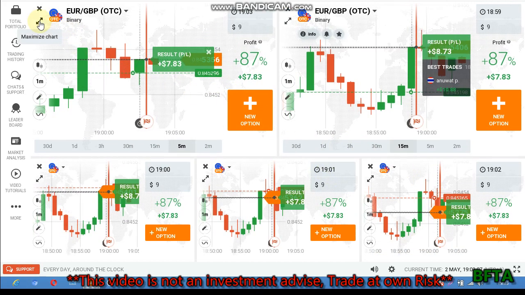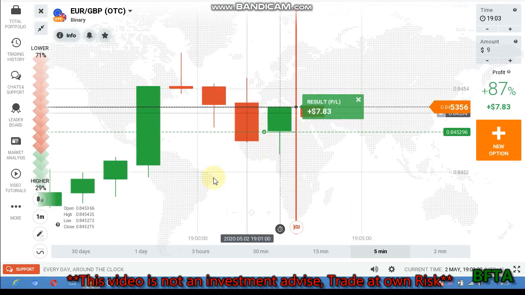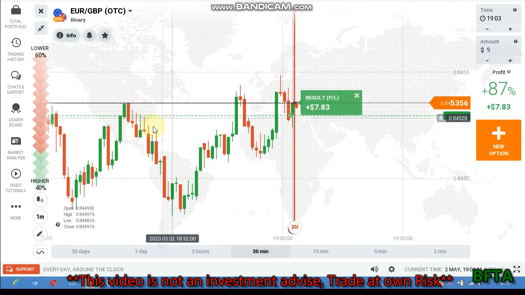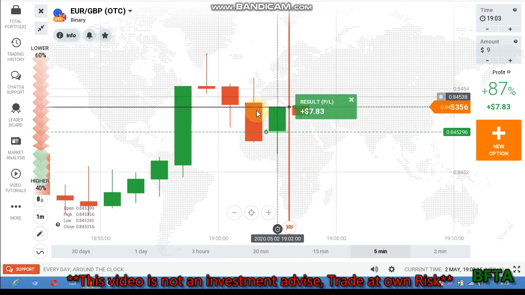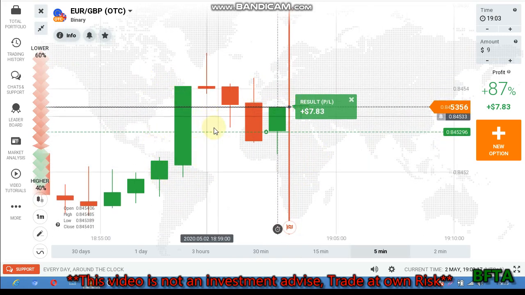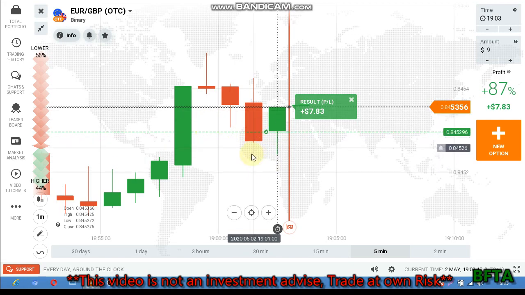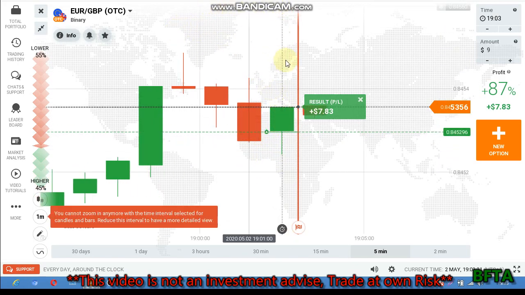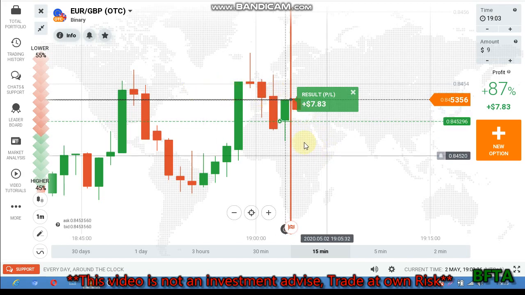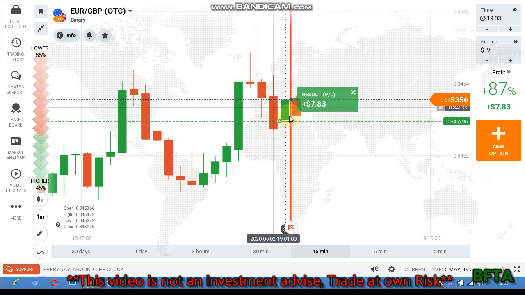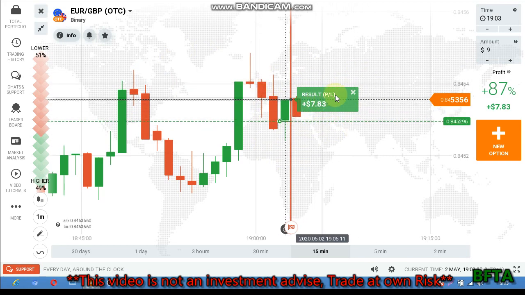So right now I have taken 5 trades on pure candlestick analysis. I didn't check levels, I didn't draw any SNR levels, I didn't draw any support and resistance levels. So I'm only analyzing the candlestick, and I took only 5 trades here. You can trade like this on the real market too, but you need to be familiar with candlestick behavior.